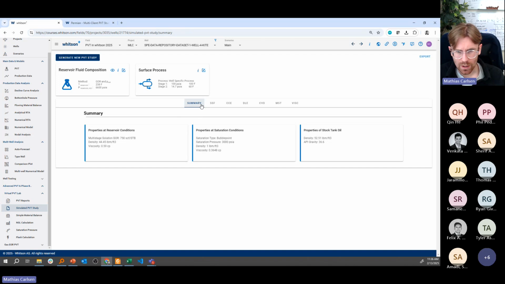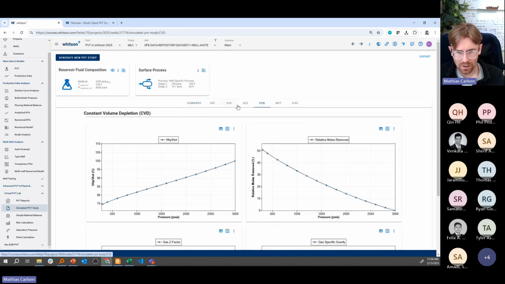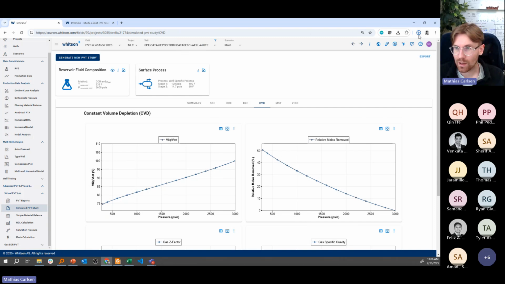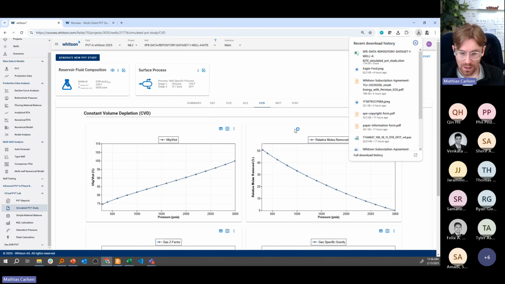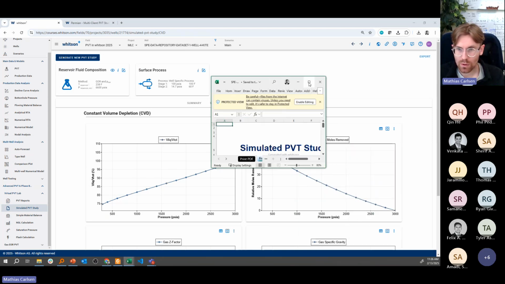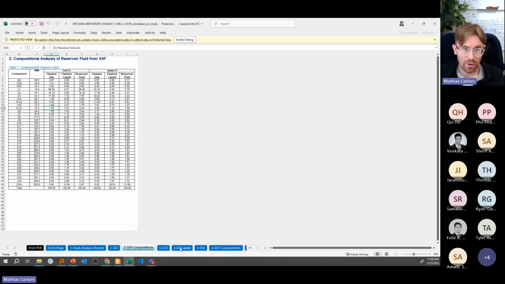What we're going to do is we're going to go to either of these. You can go to the CVT or the DLE. Probably the CVT is the best one. And the first thing I'll just tell you is that you can export this into any third party or into Excel, and you will get a report that will look very similar to an actual PVT report. That's a way to virtually create a PVT report.